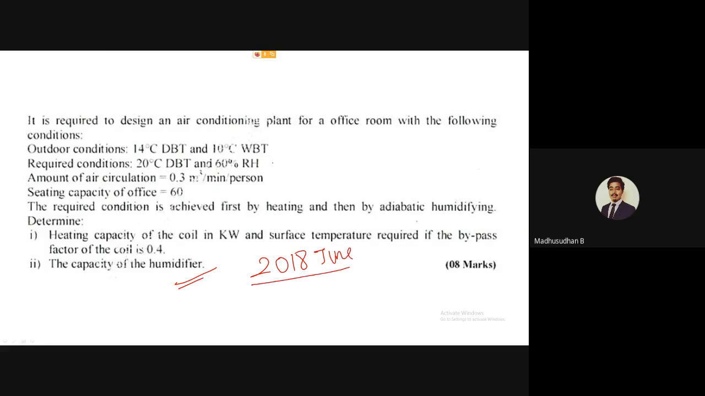It is a similar problem where 14 degrees Celsius and 10 degrees Celsius WBT are given. Required conditions are given. Seating capacity of the office is given. You know how to convert this particular thing into mass flow rate, is it? So you have to divide this particular 0.3 by the specific volume at the inlet, into the number of persons, that is 60. So this is how you have to do it. So just calculate the heating capacity and the capacity of the humidifier as we have calculated in this particular problem. Again, any doubts, you can contact me.